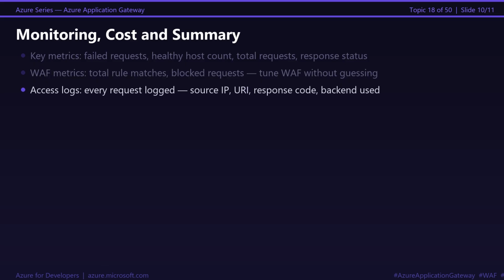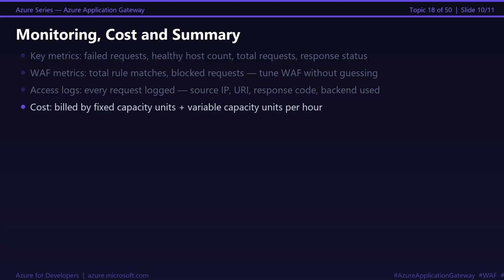And that's Azure Application Gateway. Layer 7 routing. SSL termination. WAF protection. Autoscaling. You now know exactly when to use it and how to set it up right. Next up, Azure DNS and Traffic Manager, global routing at the DNS layer. Keep going. See you in the next one.